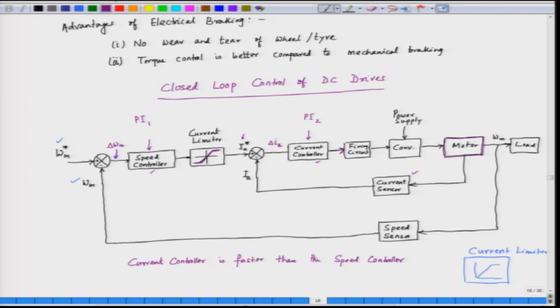Now, this completes the closed loop control of DC drives. So, depending upon a converter and the drive, we can configure the closed loop control and design the speed controller and current controller. Now, let us discuss induction motor drives.